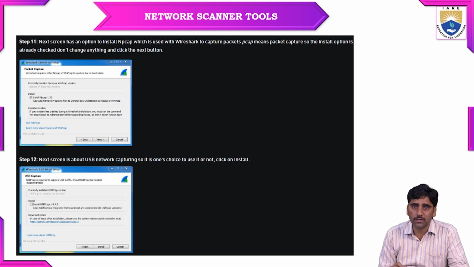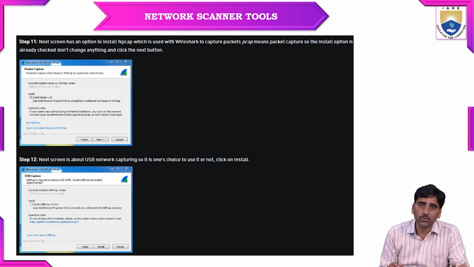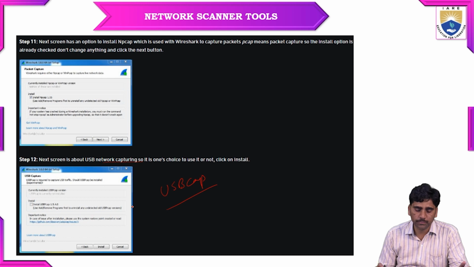So we already installed the nmap scanner, so it already takes npcap by default. If you have not installed nmap, then it asks you to install npcap. If you have already installed it, then it is not asking you to install npcap. If you are not installed, then select it, then click on next. And the next screen is about USB network capturing, that is nothing but USBPcap. USBPcap is not available, so we selected it and installed it in the previous step. So now click on the install option.